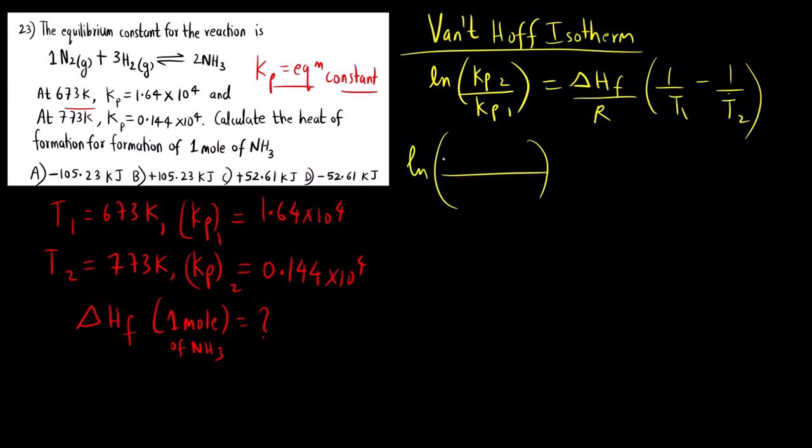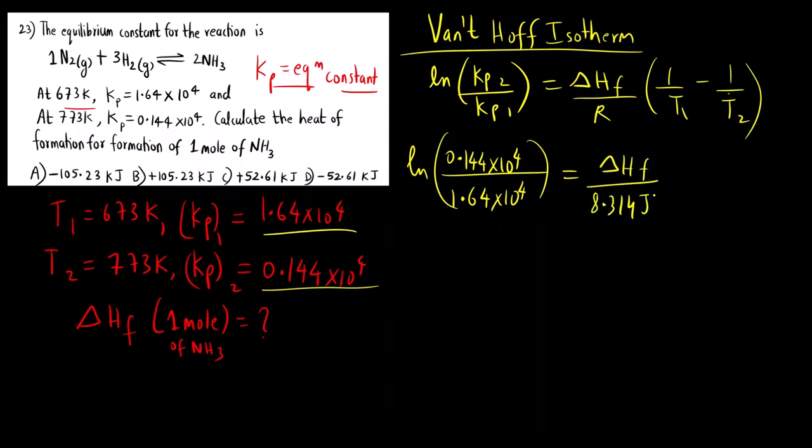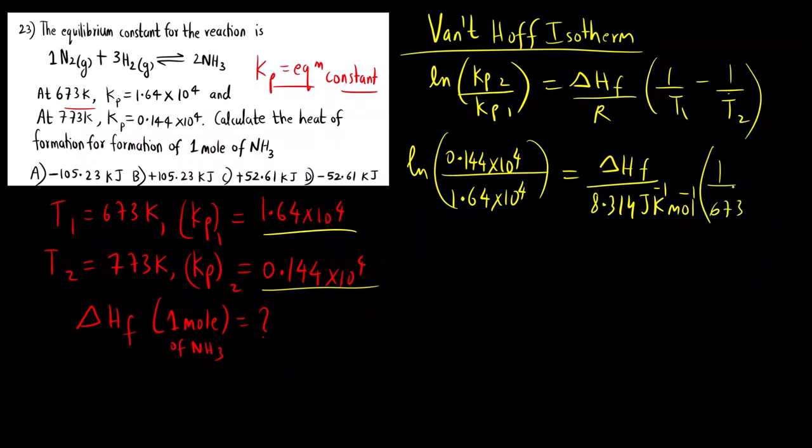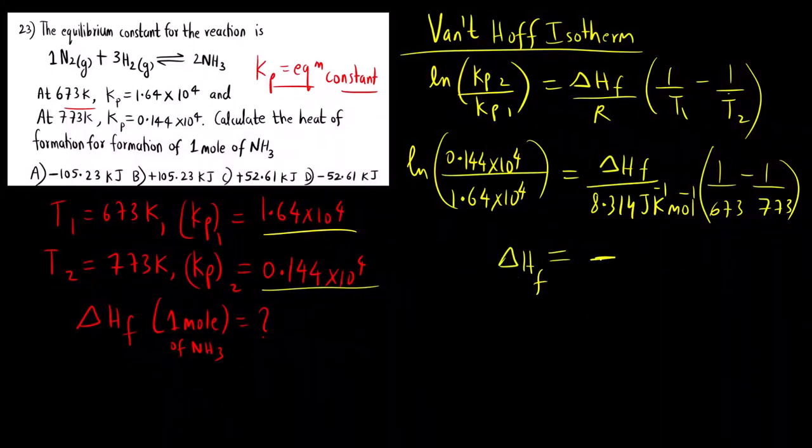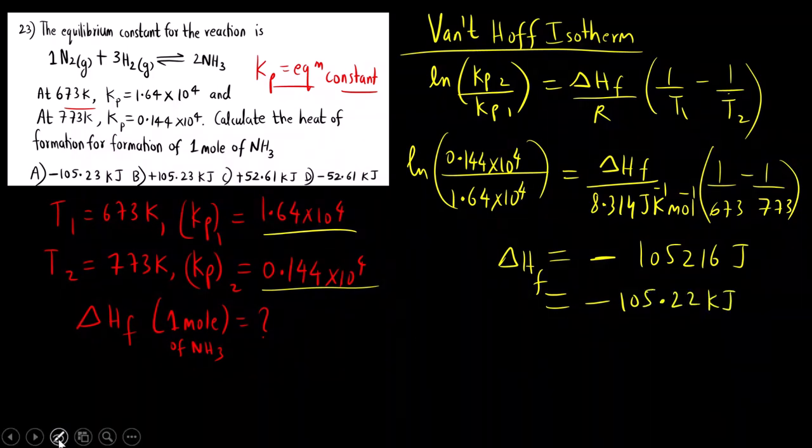Substitute all the values. Kp2 is this, 0.144 into 10 raised to 4. Kp1 is 1.64 into 10 raised to 4, equal to delta HF, which we have to find out. R is 8.314 joule per Kelvin per mole. 1 by lower temperature, 673, minus 1 by higher temperature, 773. So you solve this, delta HF is going to be minus 105216 joule. In kilojoule, it will be minus 105.22 kilojoule.